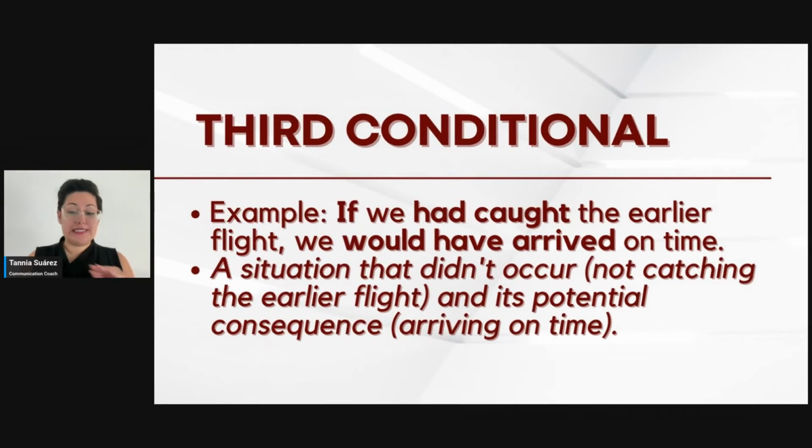So a situation that didn't occur, so you did not catch the flight, the potential consequence, if you had, would have been arriving on time. So we can explain it. If we had caught the earlier flight, but we didn't, we would have arrived on time, but we didn't. So that's why the grammar matters. The implication of the story, the consequences, whether it's hypothetical, whether it's factual, that's what the grammar does. It clarifies all of that.